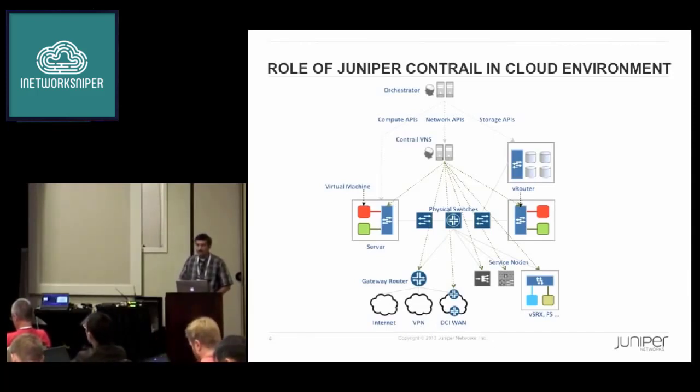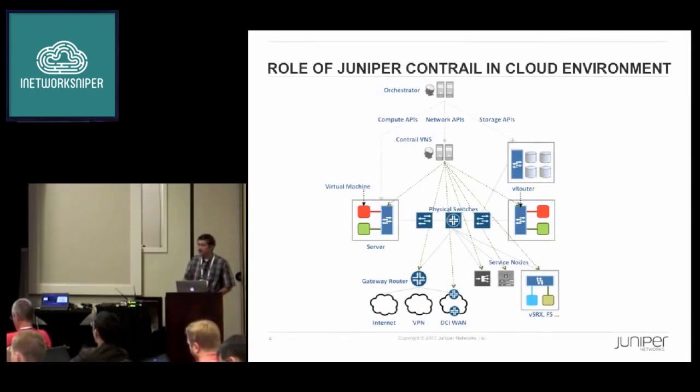So the orchestrator talks to the Contrail configuration system, what's marked as Contrail VNS there, using REST APIs. And the configuration system talks to the vRouter module, which is the kernel module that runs on the compute nodes. It can also talk directly to the gateway router, which could be a Juniper MX or a router from other vendors. And it can also talk to service nodes, which could be virtual, running inside virtual machines, or they could be physical boxes that implement services.